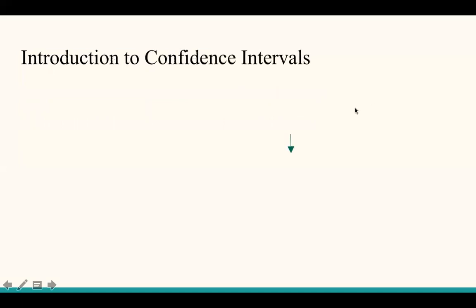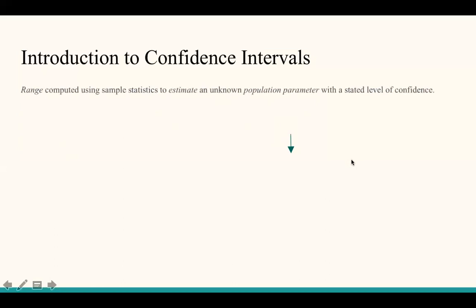So confidence intervals. These can get kind of confusing, so you just want to pay attention and take it one step at a time. Again, it's a range computed using sample statistics to estimate an unknown population parameter with a stated level of confidence. The biggest keyword there is population parameter. With confidence intervals, you use the sample statistic to estimate, but in the end, you're making an estimate about a population parameter. So any conclusion you make from a confidence interval, you'll be speaking in terms of the population.